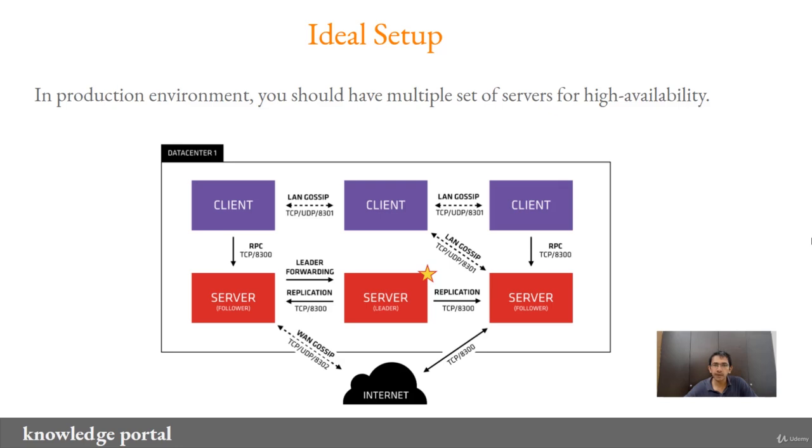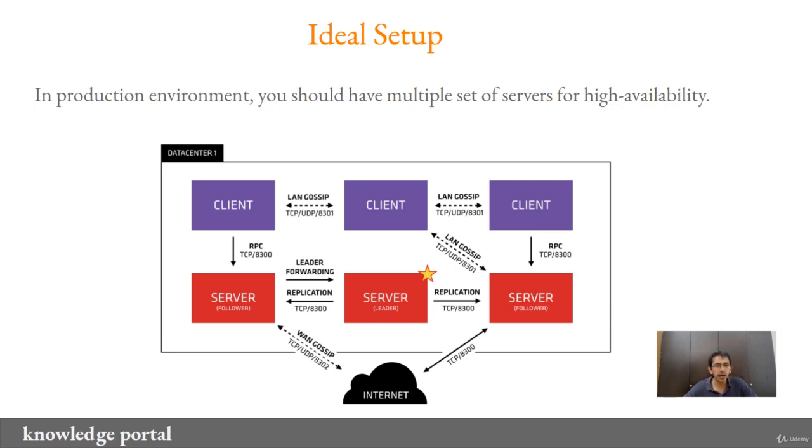So in a production environment, you should ideally have multiple Consul servers for high availability. If you look at this diagram, there are three servers available and all of them are in a replicating state. If one of them goes down, then another will assume the role of leader. Now again, one thing you have to ensure is that whenever you create servers for high availability, you always maintain the right amount of quorum here.